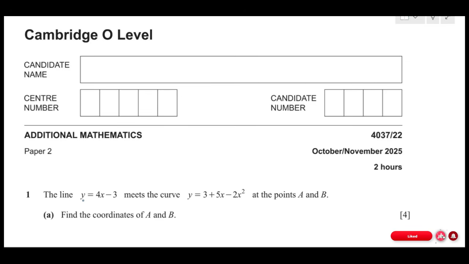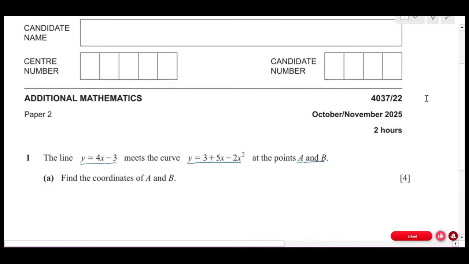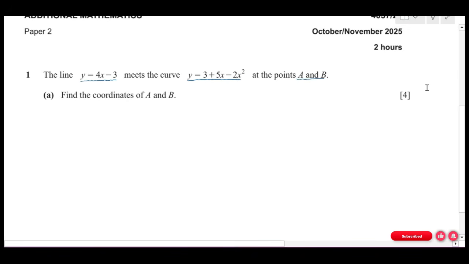Question number 1: the line y equals 4x minus 3 meets the curve y equals 3 plus 5x minus 2x squared at the points A and B. Part A, find the coordinates of A and B. So A and B are basically the points of intersection of the curve and the line. The curve is a quadratic and the line is the linear one, right? So we need to figure out the point of intersection of this curve and the line.